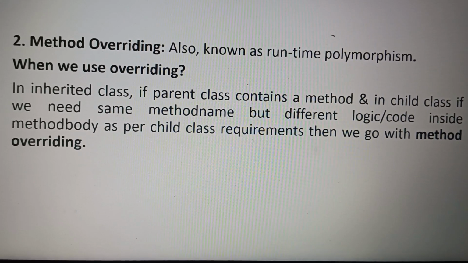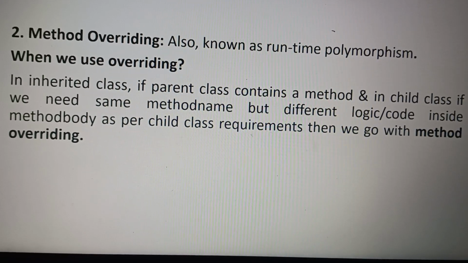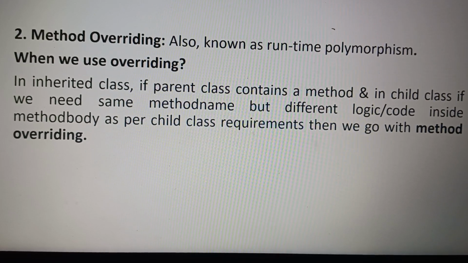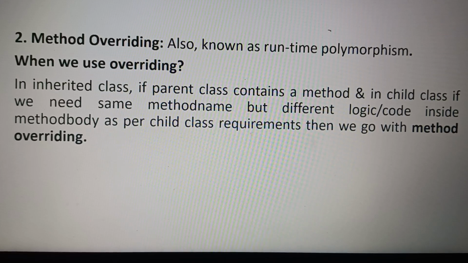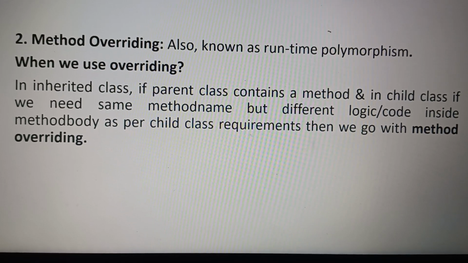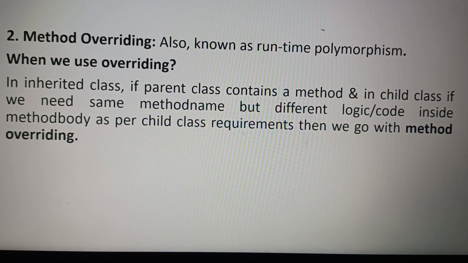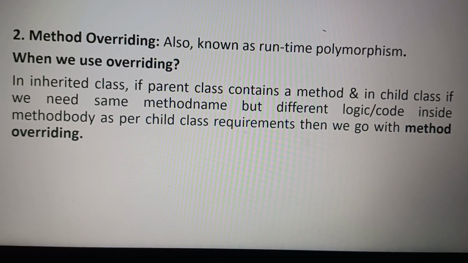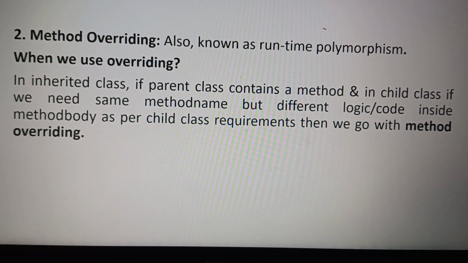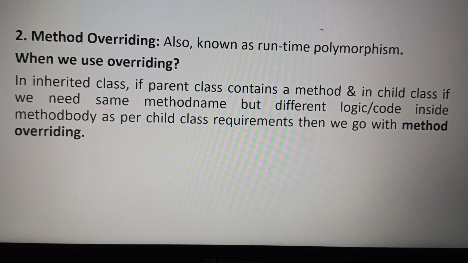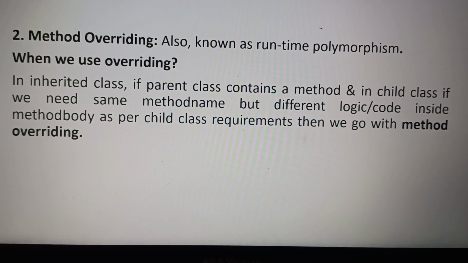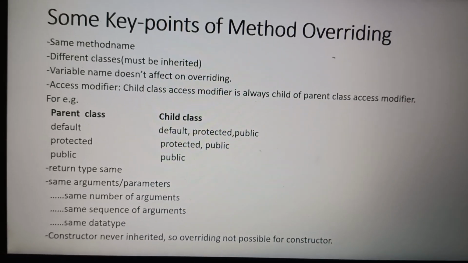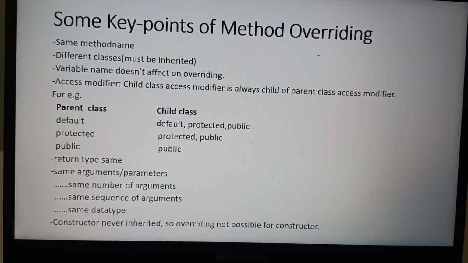Suppose for example we are declaring one parent class, parent, and suppose in that parent class we are declaring one method like addition. Then suppose we have to use addition as a method name in child class, then we can use. But there are some key points we have to consider in case of method overriding. So these are some key points related with method overriding.